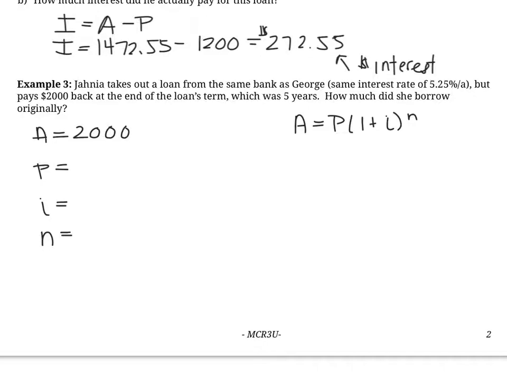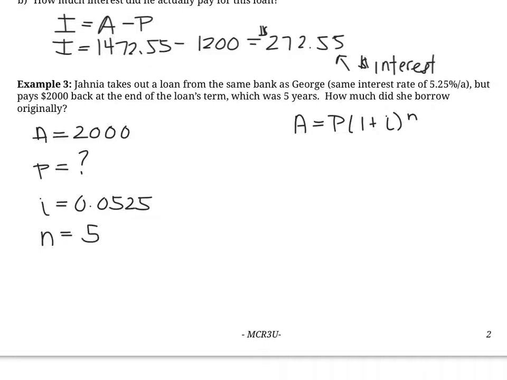What we don't know is how much she borrowed originally. So how much did she borrow at the beginning of the story? Sorry, let's put a question mark beside P. What principal did she actually invest or borrow? Our interest rate is going to be the same as our previous example, so it's going to be 0.0525. And this time she's borrowing it for a total of 5 years, which means that interest is going to be applied 5 times to the loan.